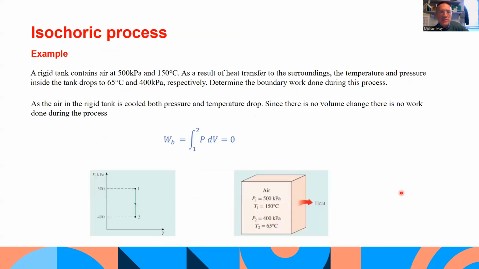Simple example, a rigid tank contains air at 500 kilopascals and 150 degrees C. As a result of heat transfer to the surroundings, the temperature and pressure inside the tank drops to 65 degrees and 400 kilopascals respectively. Determine the boundary work done during this process. As the air in the rigid tank is cooled, both pressure and temperature drop. Since there's no volume change, there's no work done during this process. So we go from this state down to this state. It's a rigid container. Once again, nothing's moving. There's no area under the curve. The integral equals 0.